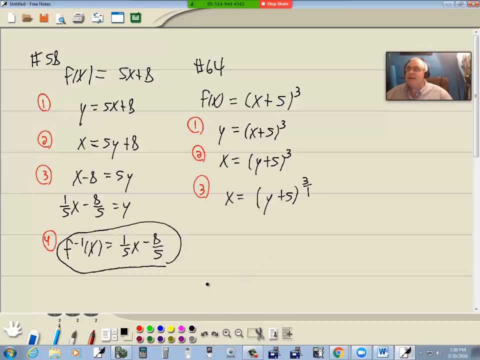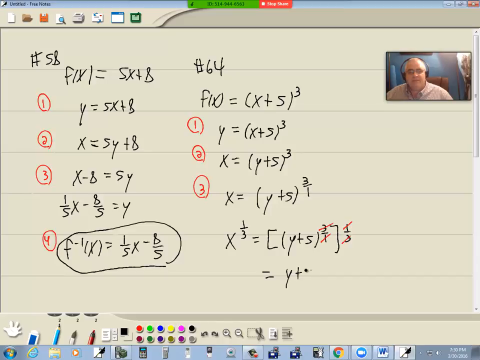Now we want to get rid of that exponent. So what we can do is take both sides to a power equal to the reciprocal of it. So we'll take both sides to the 1/3 power. So I got x to the 1/3 is equal to (y plus 5) to the 3 over 1 raised to the 1/3 power. And when I do that, those 3's cancel and those 1's cancel.